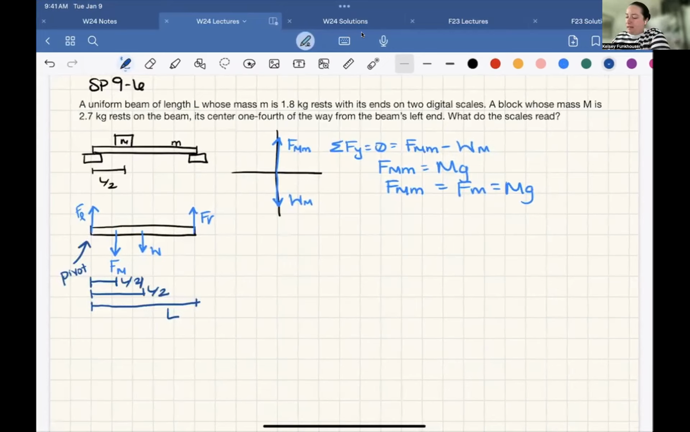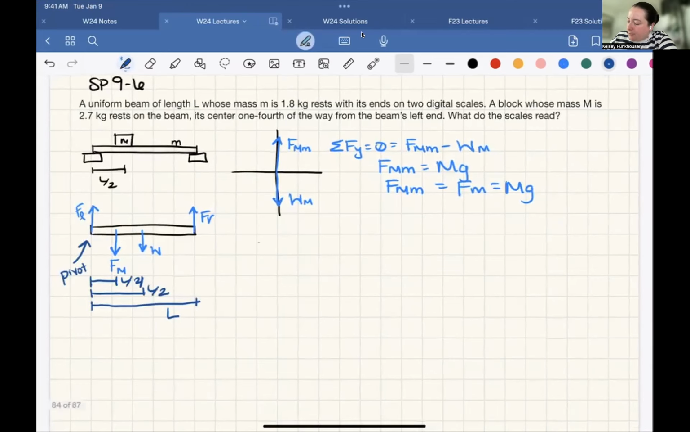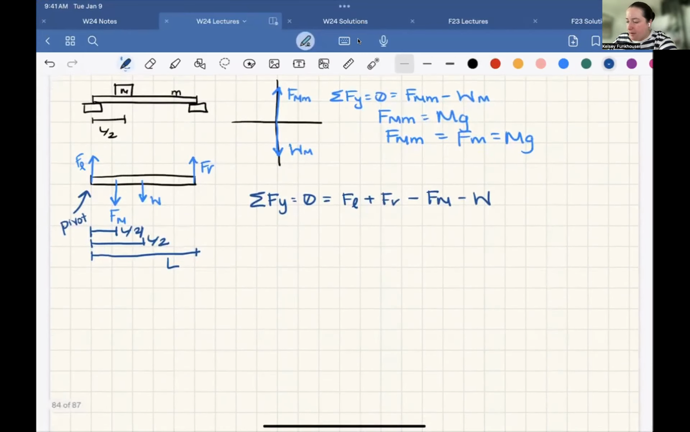Okay, and we can just quickly do the sum of forces. The sum of forces is all in the y direction and equals 0 because this is equilibrium. So the forces pointing up are the left and right scale forces. And then pointing down is the force from the mass and the weight of the beam. And we can just leave it at that for now.